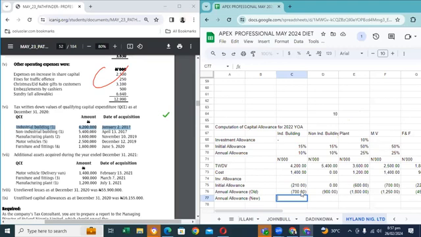So the next thing we are looking at is the annual allowance of the new asset, right? And don't forget the annual allowance of the new asset is cost minus initial allowance, times the annual allowance rate. What's the annual allowance rate? 10%.